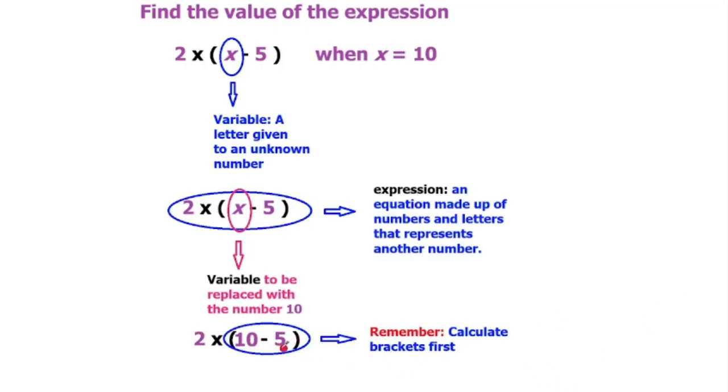So remember that you calculate the brackets first. So 10 minus 5 equals 5. So you're left with 2 times 5, which equals 10. So the value of this expression when x equals 10 gives a value of 10. And that's all there is to that problem.